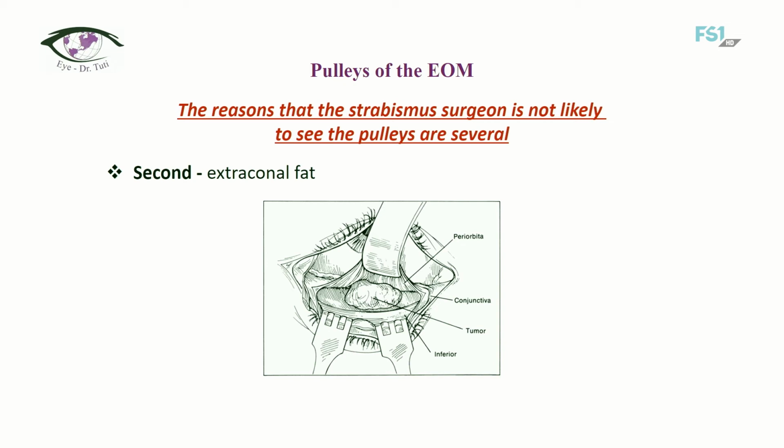And the third reason, I just didn't show it in the slide, but I will tell you: although the pulleys are located in the orbital fat just behind the insertion of anterior Tenon capsule, they are virtually impossible to identify for what they are.